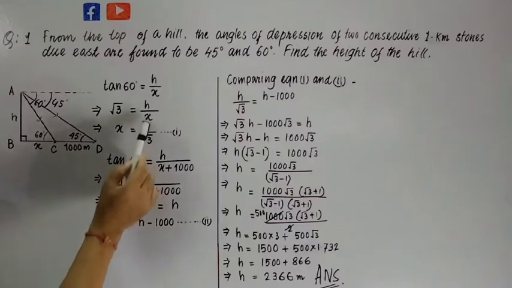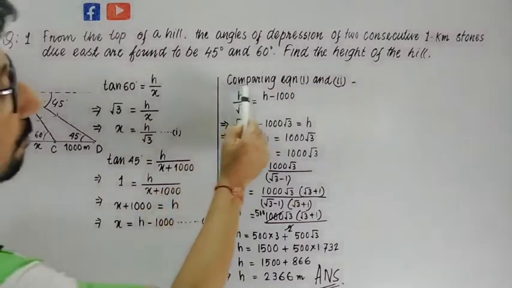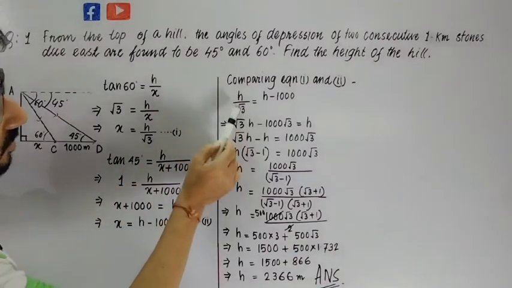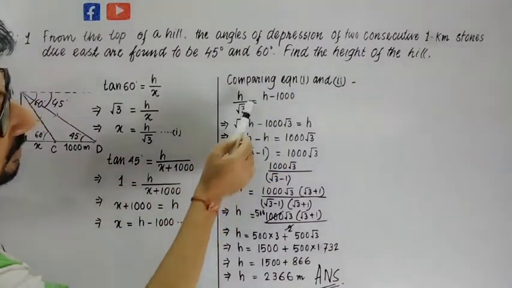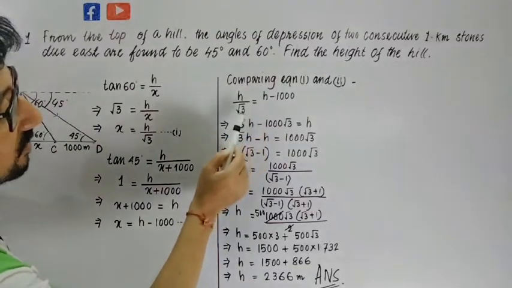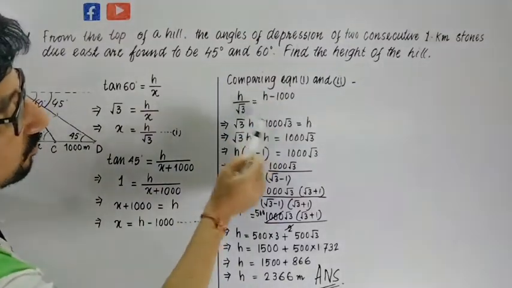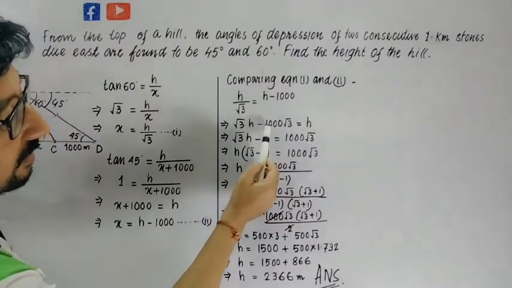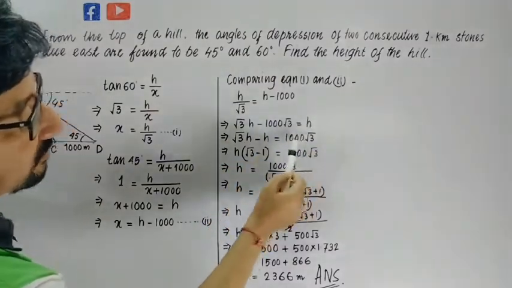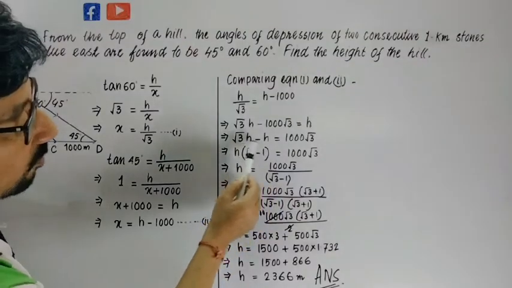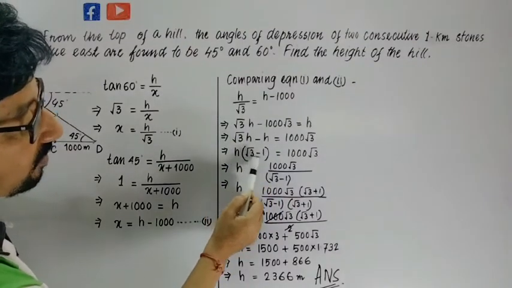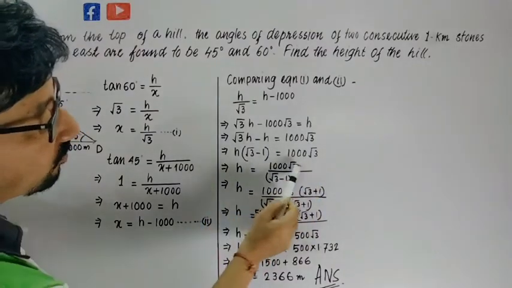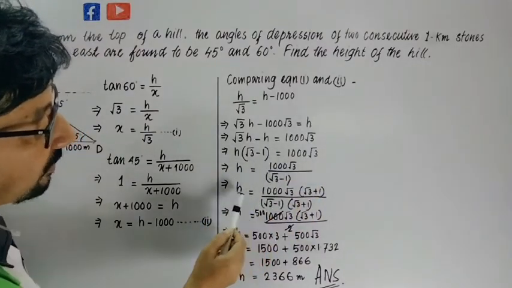So you can write this is equal to this. Comparing equation 1 and 2, you can write h by root 3 is equal to h minus 1000. Now cross multiply this: root 3h minus 1000 root 3 is equal to h. Bring this h to the left hand side and bring this to the right hand side: root 3h minus h is equal to 1000 root 3. Now take h common: h into root 3 minus 1 is equal to 1000 root 3. So h is equal to 1000 root 3 by root 3 minus 1.